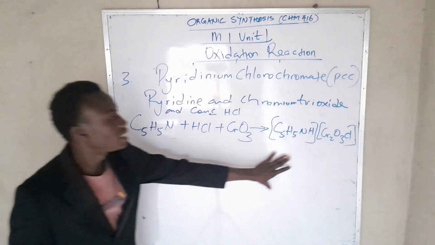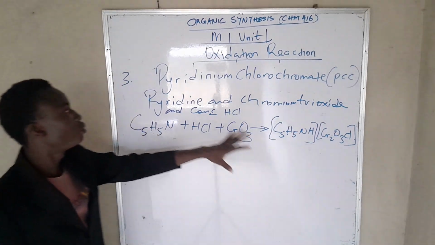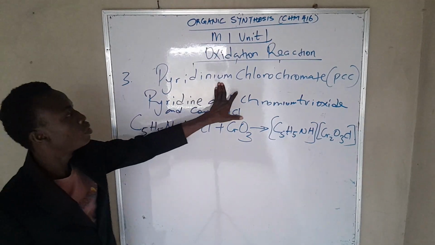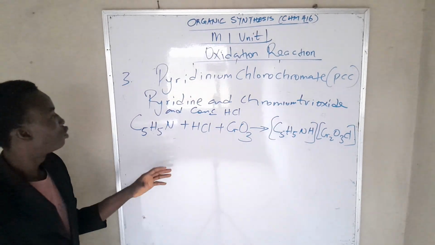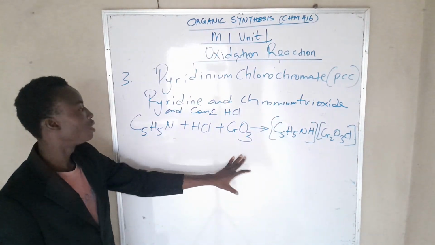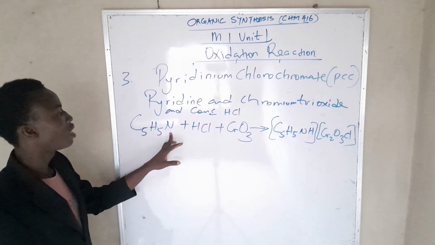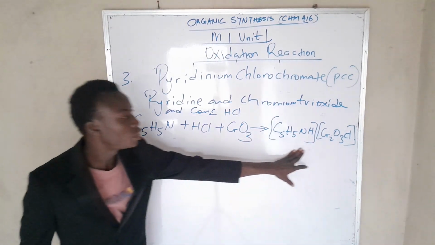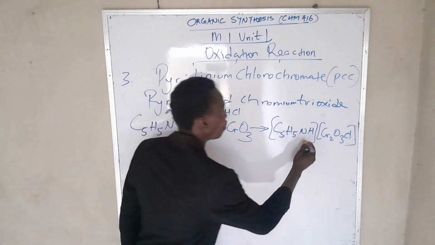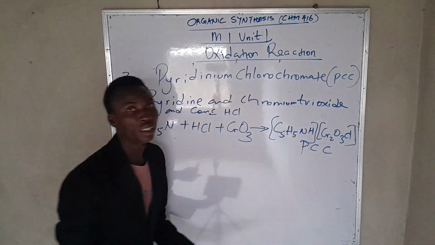This is the exact compound we're talking about, which is the pyridinium chlorochromate, PCC. So the reaction is quite simple in the sense that the hydrogen reacts together with this one and the chlorine reacts together with this one here, and eventually forms the PCC compound mentioned in this place.